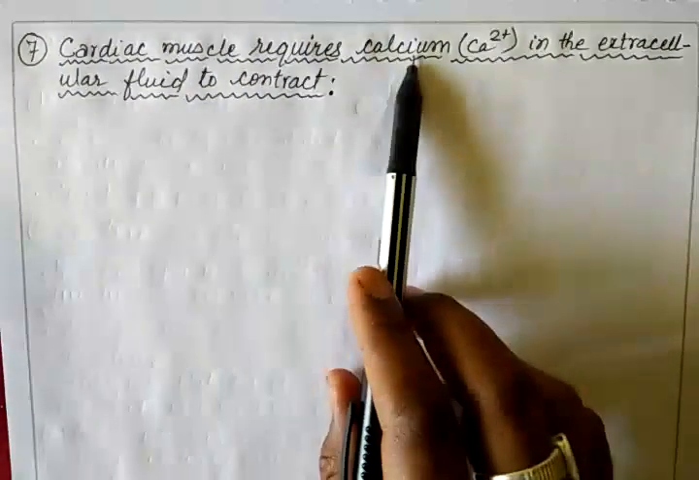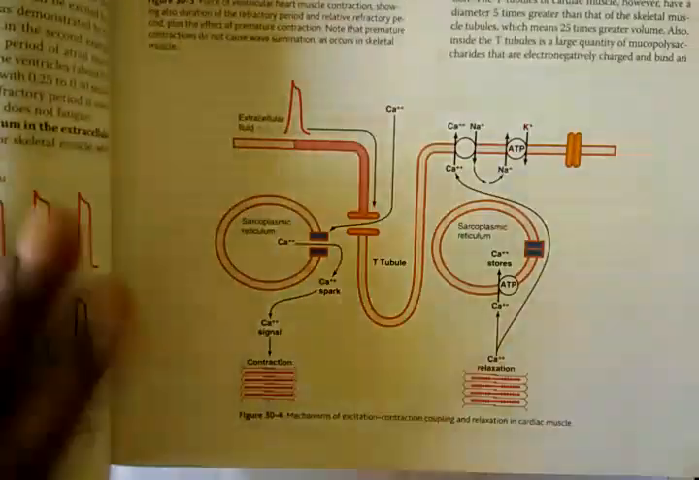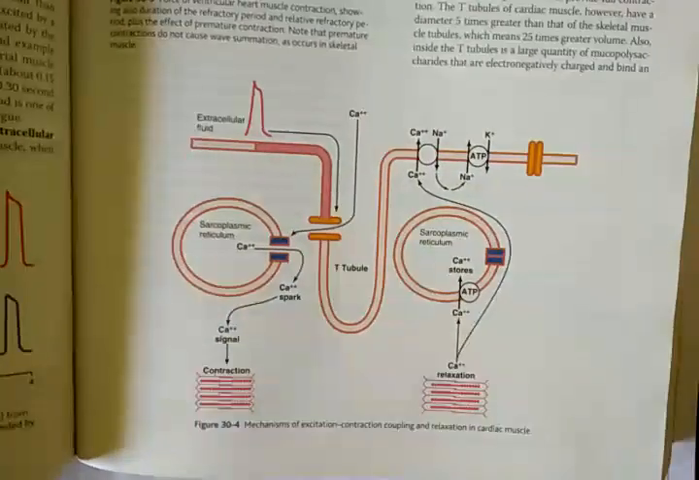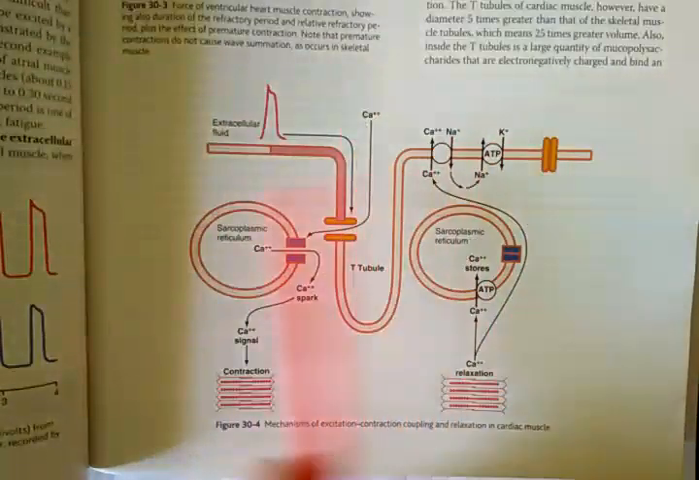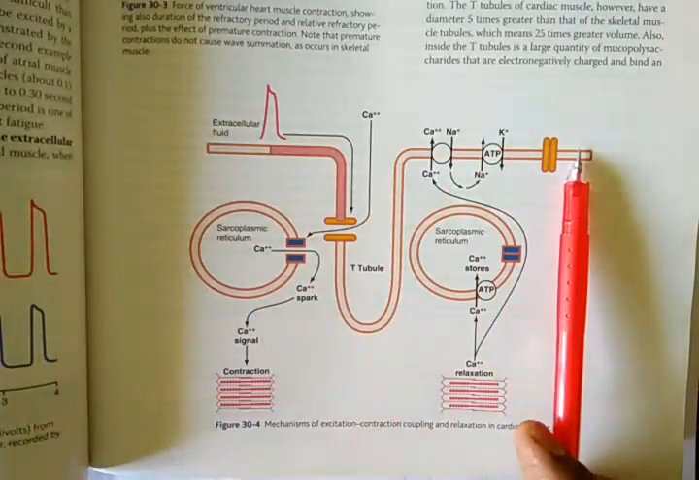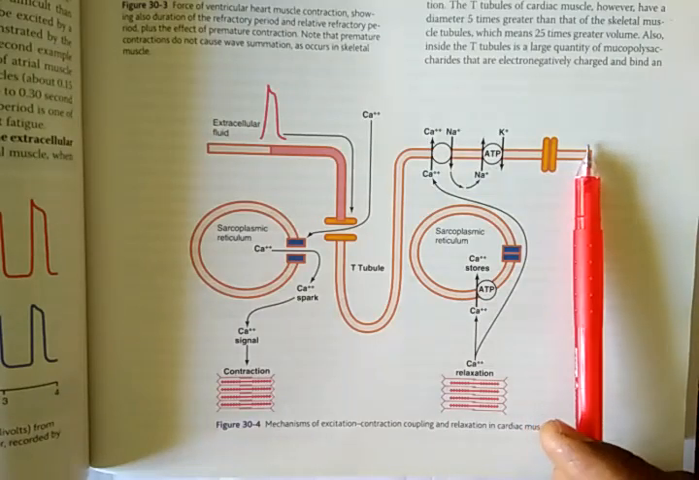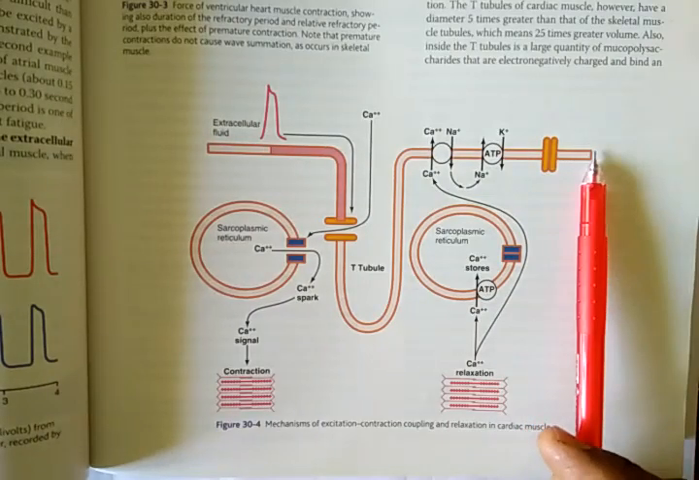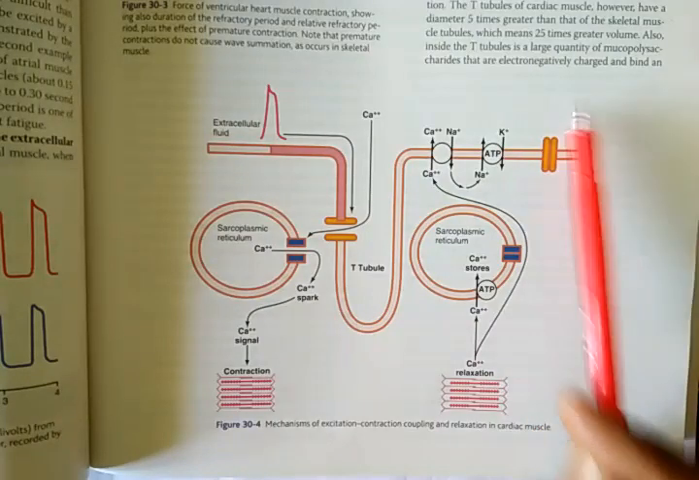Now, cardiac muscle requires calcium in the extracellular fluid to contract. Means calcium is needed for the contraction of the cardiac muscles, and you can understand from this diagram. In this diagram you can see this is the extracellular fluid area, and this line indicates the sarcoplasmic membrane, that is the plasma membrane. In muscle fibers, this plasma membrane is called sarcoplasmic membrane. So sarcoplasmic membrane separates the extracellular fluid from the intracellular fluid.